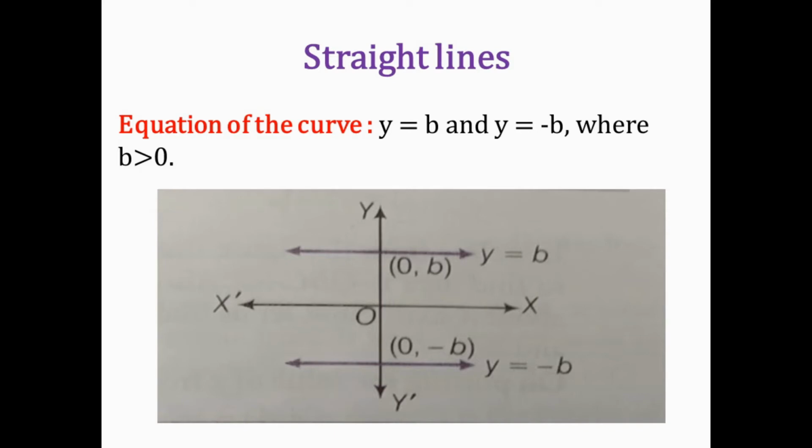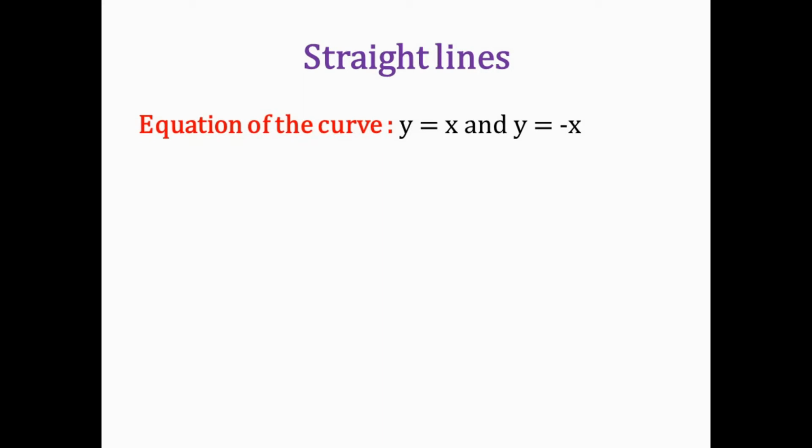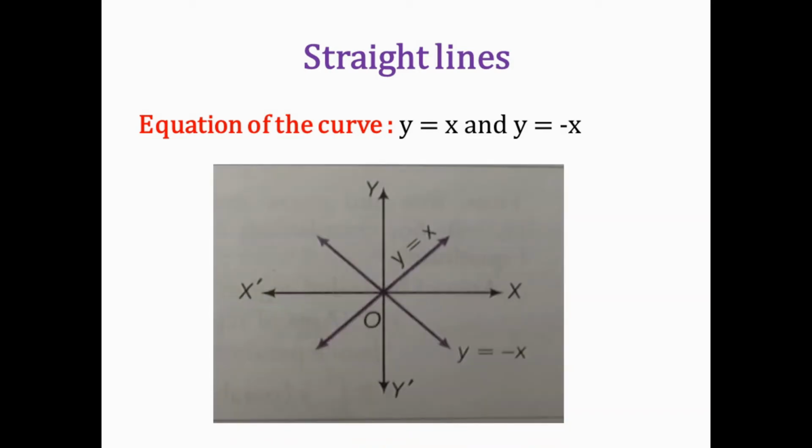And we'll get some more straight lines from other equations also. Now, what are the other equations we have? It is y is equal to x and y is equal to minus x. For this, the lines pass through the origin. Y is equal to x means it passes through the first and third quadrant. Y is equal to minus x passes through second and fourth quadrant like this.